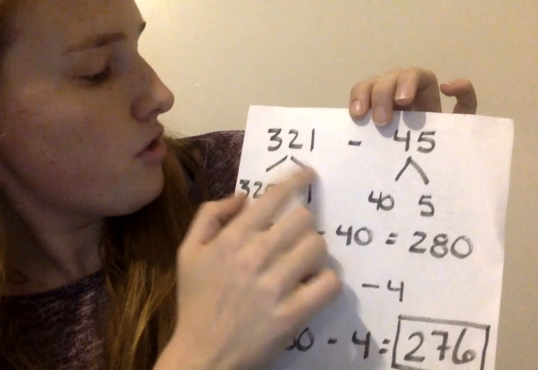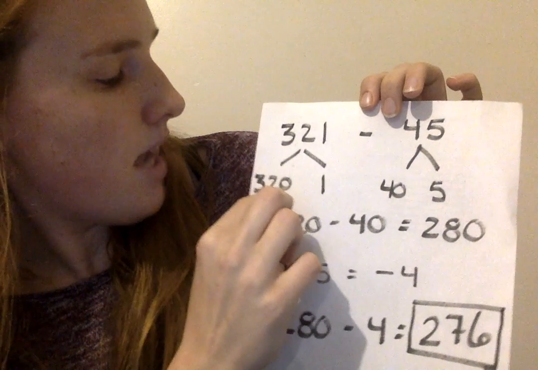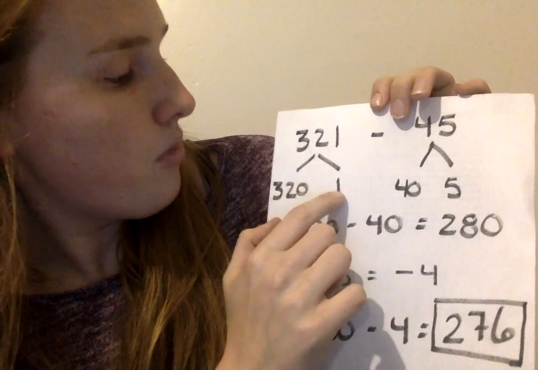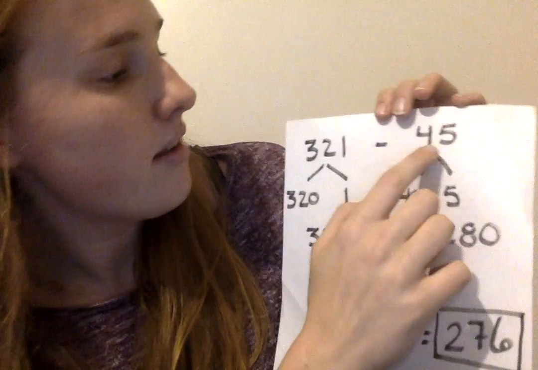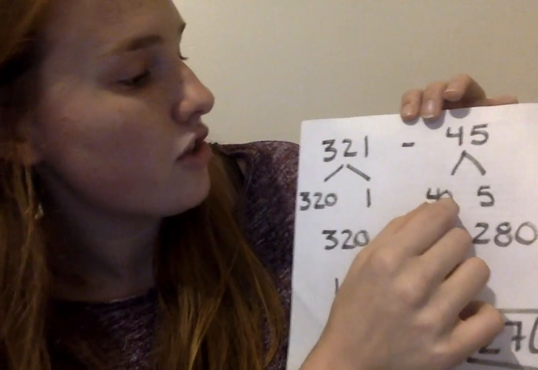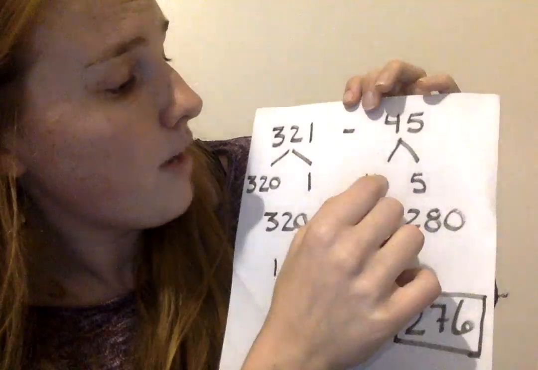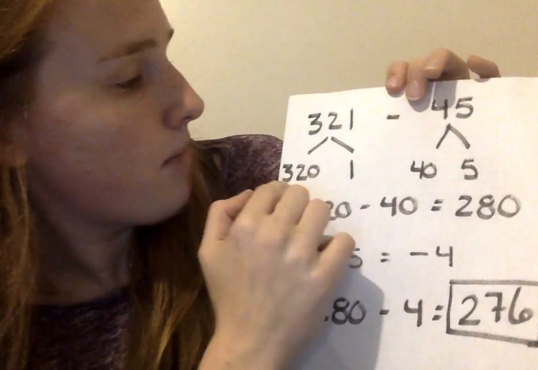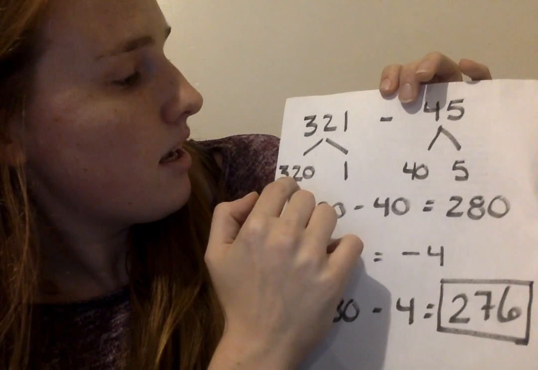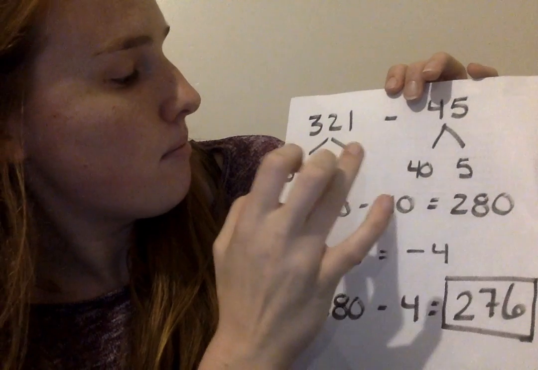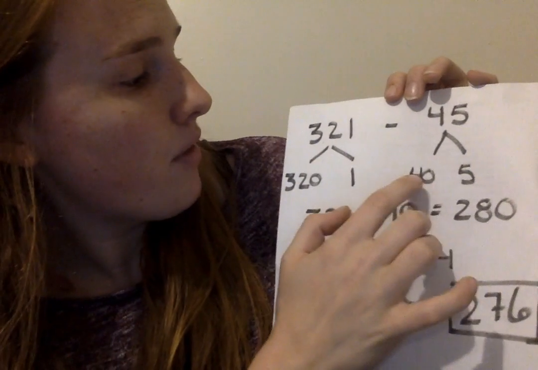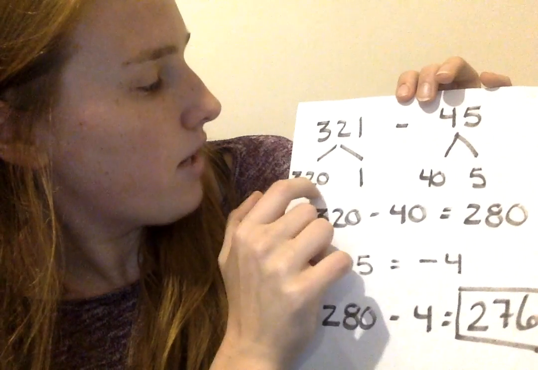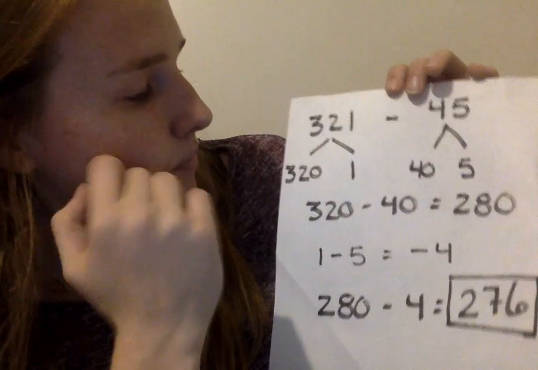I broke the 321 up into hundreds and tens and then ones, which gave me 320 plus 1. I then, since the 45 does not have any hundreds, I just broke it into tens and ones. So I had 40 plus 5 is the 45. I then subtracted my hundreds and tens minus my hundreds and tens. So I have the 40 from the 45 taken away from the 320 from 321.